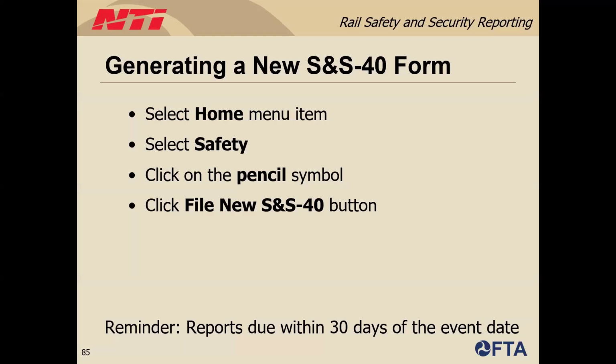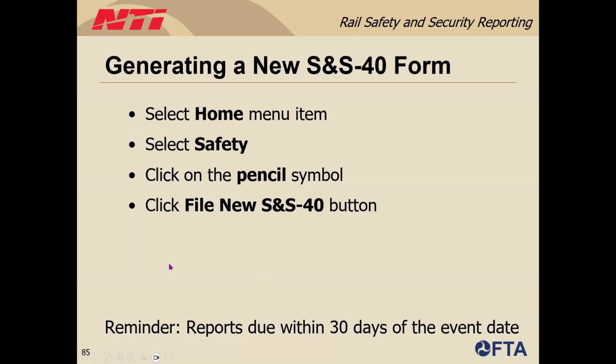So if there is a reportable event, you click on the button that says File New SNS 40 button. To actually get to that screen, you click on the pencil from the navigation screen. We didn't go over those, but you'll see those back in the navigation section when you look at your handout. And then there's a button there that says File New SNS 40, and you would click on that button, of course, to start your report creation.